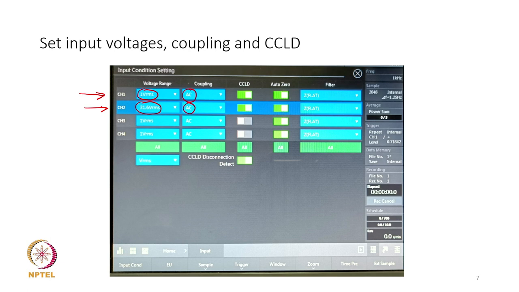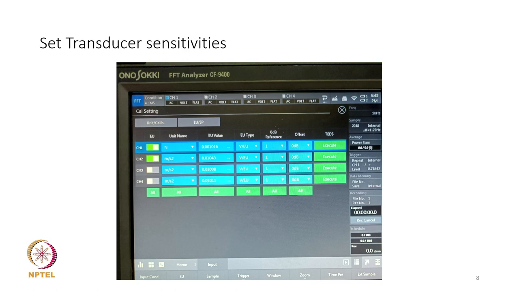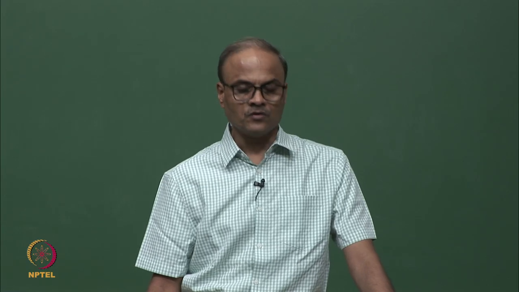And then we also need to set the CCLD setting on. You can see here this CCLD is set on for both the channels, which indicates that the analyzer has to supply the necessary electric power to the transducers attached to the two channels. Another thing we need to set is the transducer sensitivities.